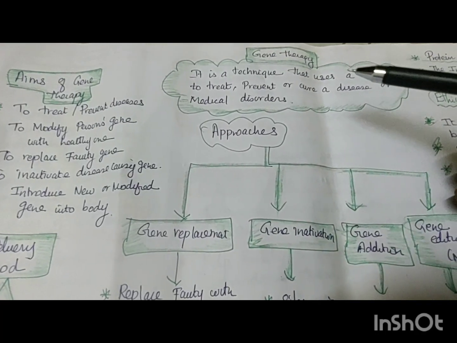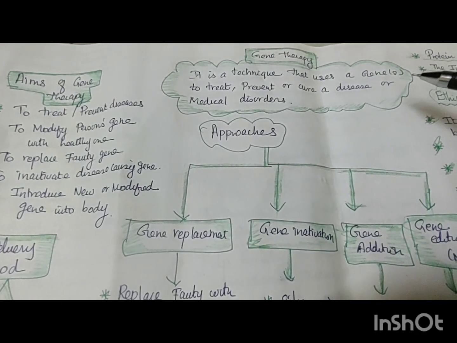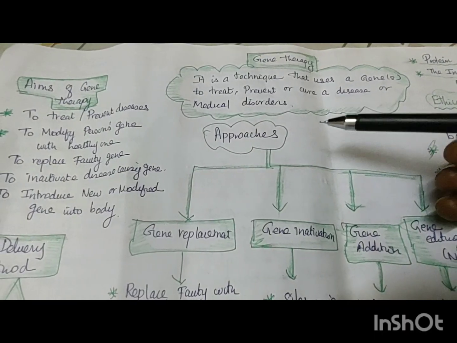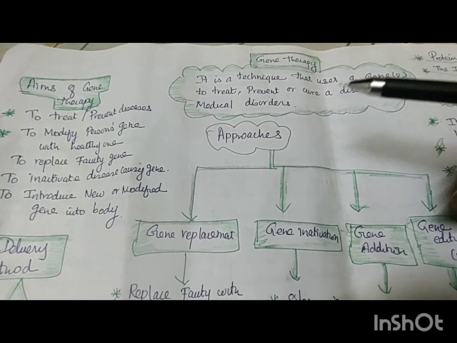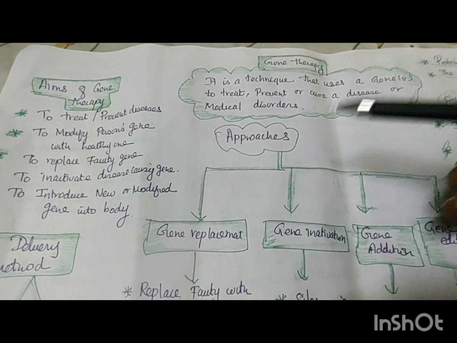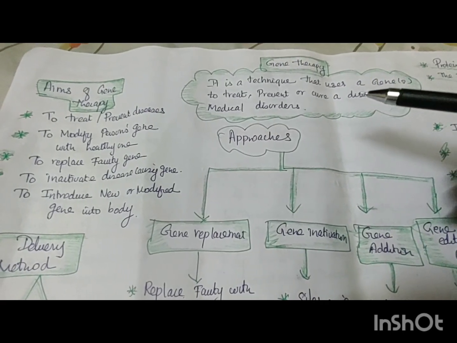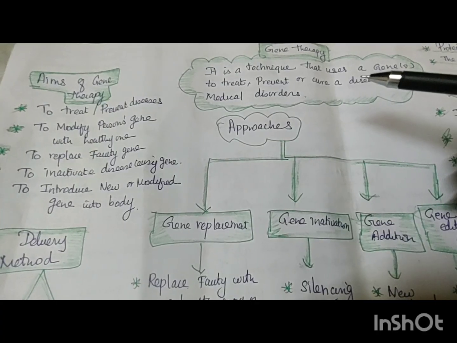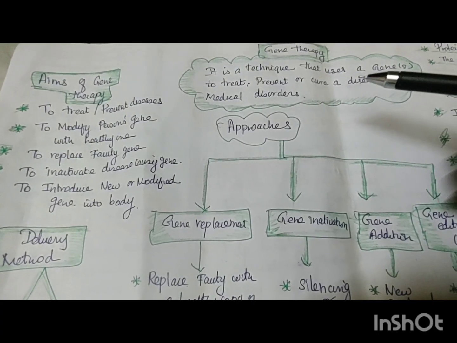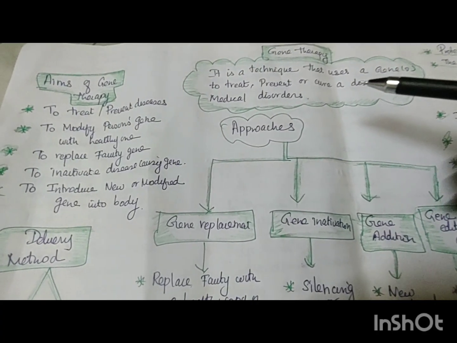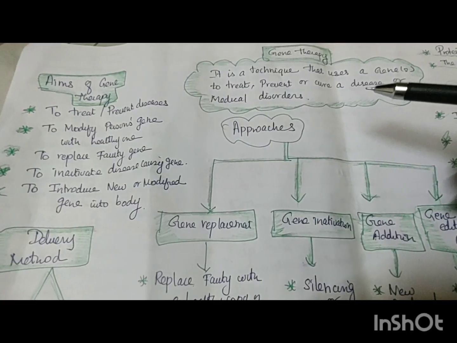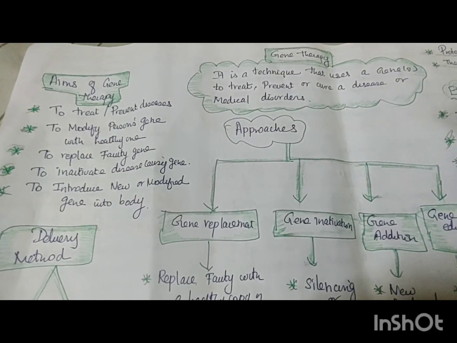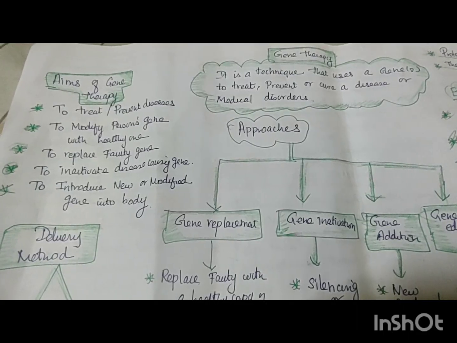Gene therapy is the technique that uses genes to treat, prevent or cure diseases or medical disorders. Diseases and disorders, anything that can be corrected. Why do they believe it? Because genes carry the genetic information from one generation to another. So it has a positive and also a negative side. That's why we talk about eugenics, positive eugenics and negative eugenics.